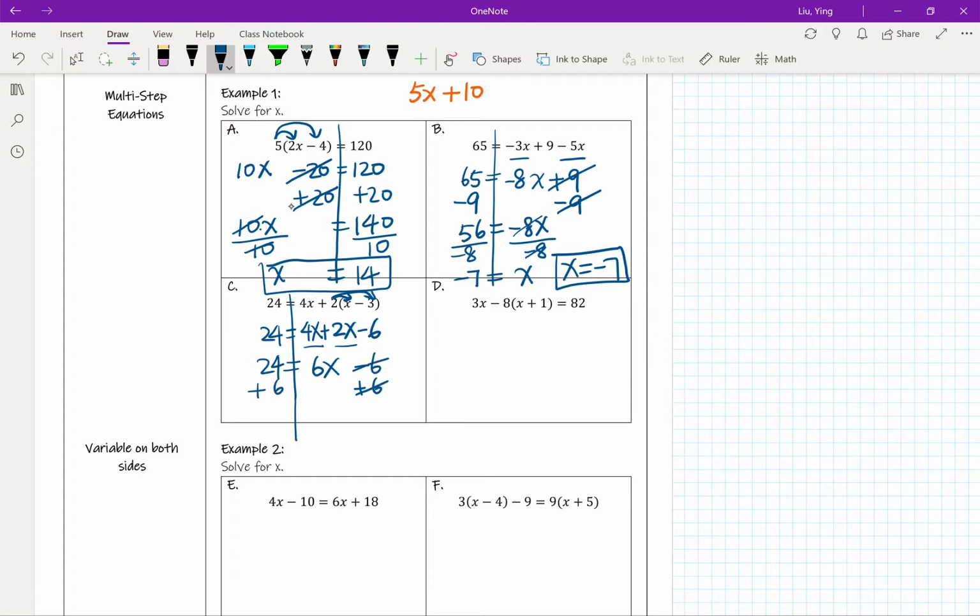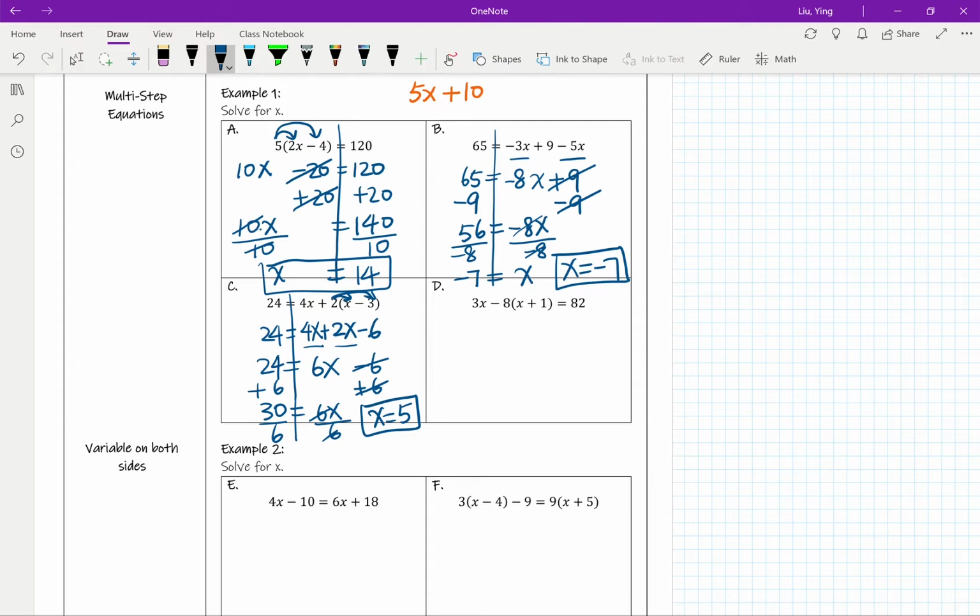So now we have 6x equals 30. And then we undo the times 6. So we'll divide it by 6 on both sides. So now the answer would be x equals 5.